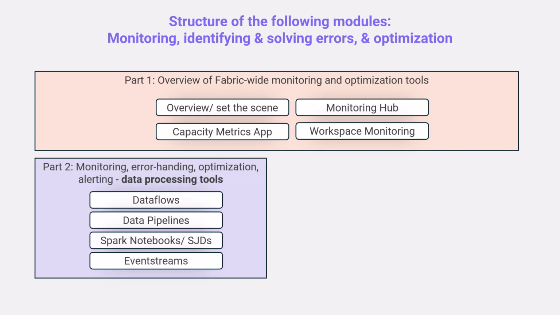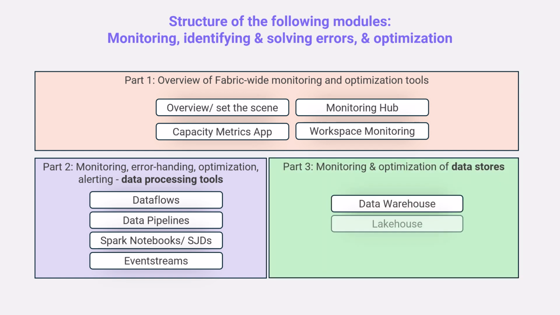In part 2, we'll be looking at monitoring, error handling, optimization and alerting for this class of data processing tools. In this category, we're talking about dataflows, data pipelines, Spark notebooks, Spark job definitions, and event streams. So anything that takes data from one place and puts it in another place, or does any sort of processing or transformation. We're going to look at how you can monitor them, and get into detail about each one, because each of these has slightly different ways that we can monitor them, identify and resolve errors, and optimize.